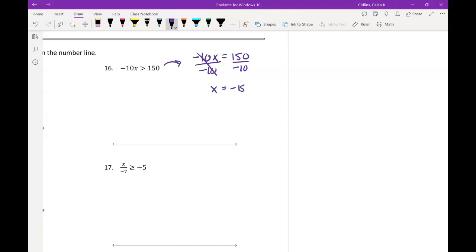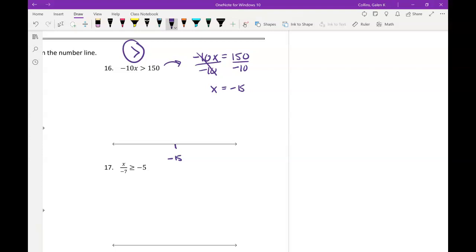We get x is -15, but then I want to test. So remember, this is the less than sign on my number line. I want to go to -15, or sorry, I said less than, that's the greater than sign. And I want to know, like, where can I plug in values that will make -10 times x greater than 150. So I could test any point on this number line.